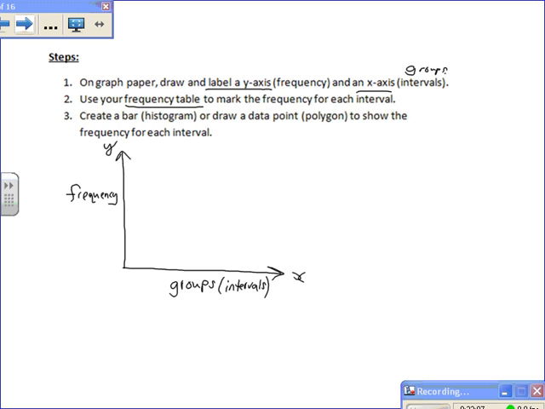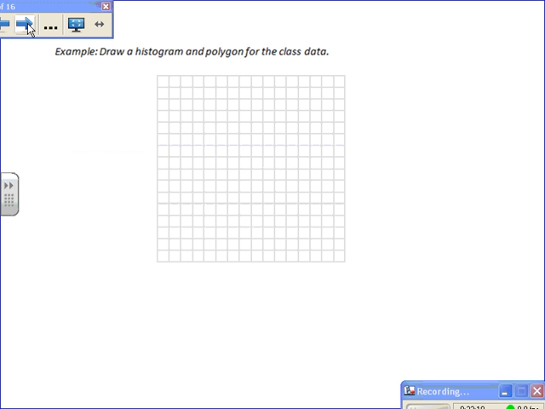So let's do a real one together, following these 3 steps. We're going to use the class data from the example that we were working on just now, and we're going to do 2 graphs here, on the same graph paper. One's going to be a histogram and one's going to be a polygon, just to show you one of each. So I get out my ruler and I say frequency is going to be plotted on my y-axis. And on my x-axis, I'm going to show the intervals. So down here, this is going to be my intervals.